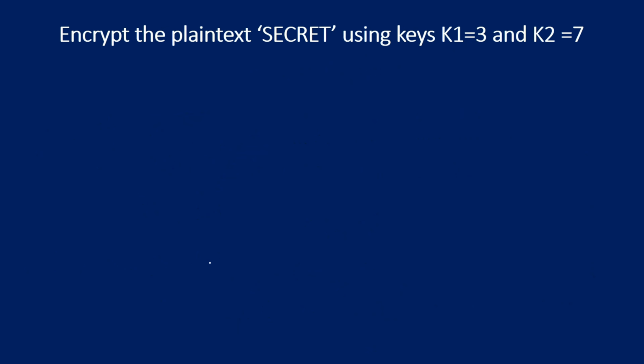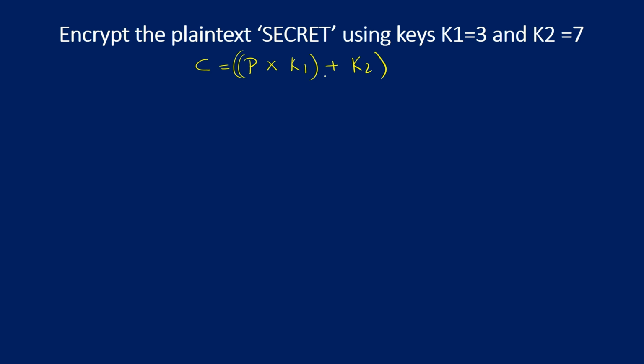Let us take this particular numerical. Let us say we have a plain text called secret and we have to encrypt it using the key K1 as 3 and K2 as 7. First and foremost, you should know the formula. So what is the formula for encryption? Encryption generates ciphertext using plain text multiplied by the key K1 added with K2. So first is multiplication operation and then is addition operation. Keep it in mind. You have to first do multiplication and then do addition.